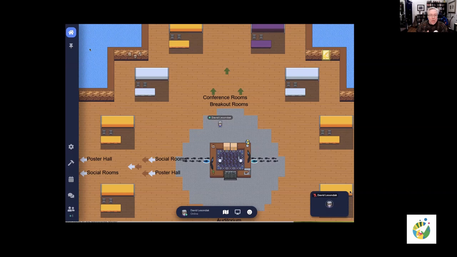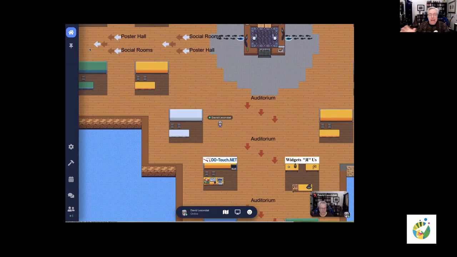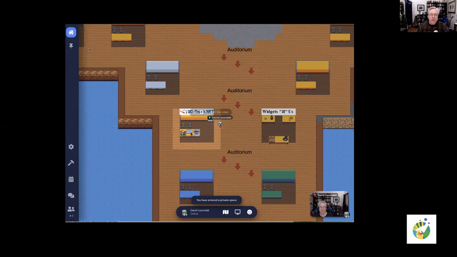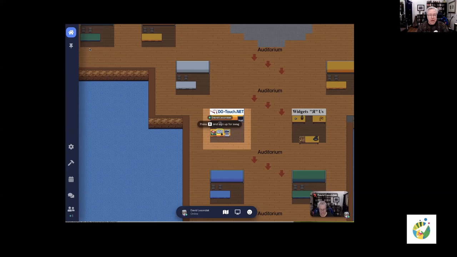That's the information kiosk. The information kiosk will be manned the entire time. And you're going to be able to walk around through this virtual conference space. Oh, look, there's one of our sponsors. I'm going to wander in there and see. Press X to become a member. Or, oh, press X and sign up for swag. I'm going to do that. I'm going to press my X. And here I am, and there's what I need to fill out.